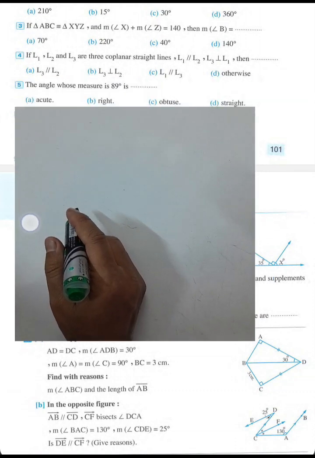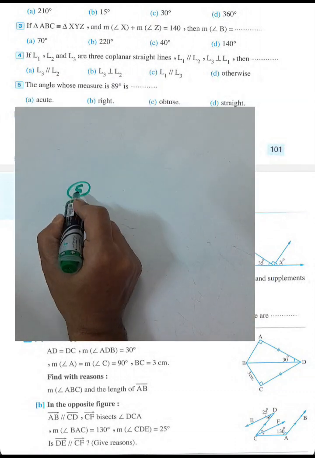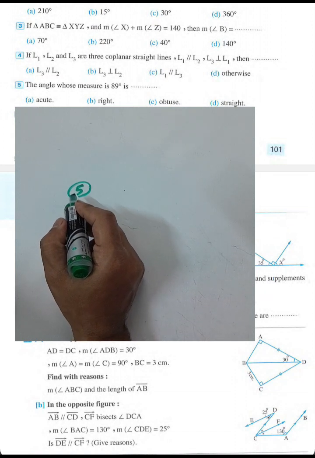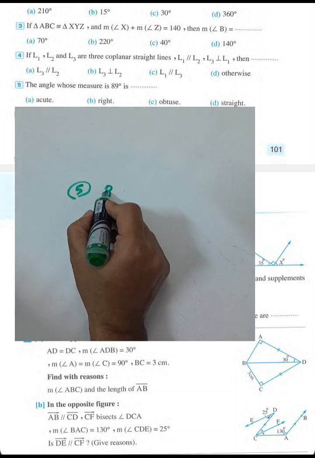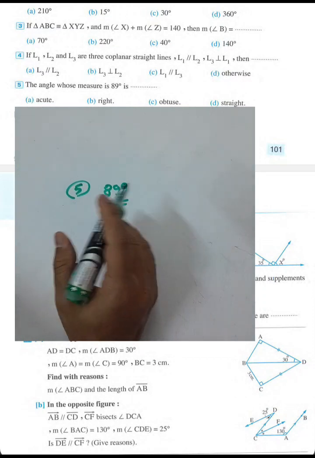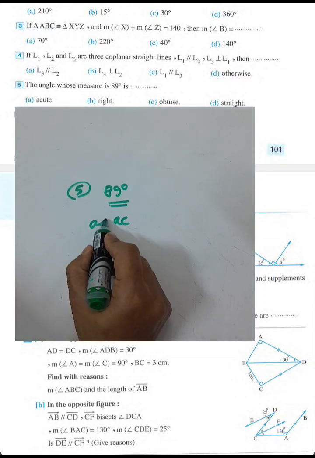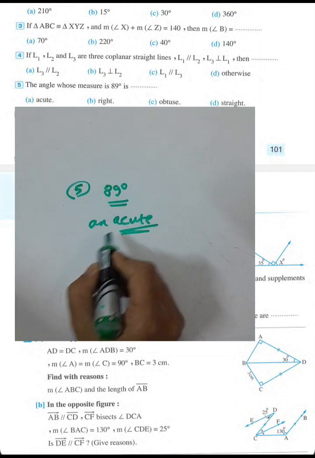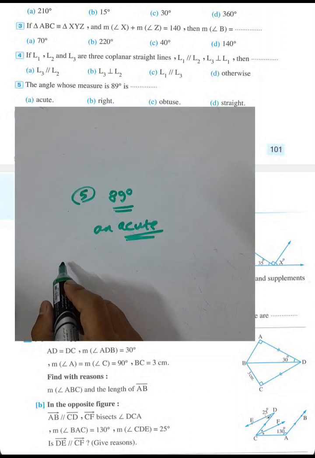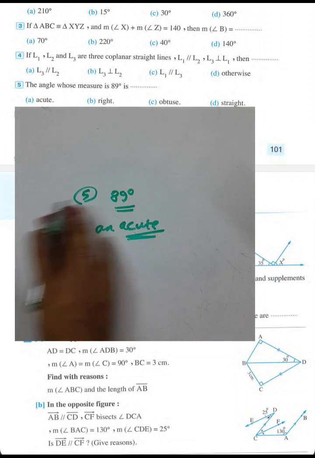Question number 5. The angle whose measure is 89 degrees, what will it be? 89 degrees lies between 0 degrees and 90 degrees. We call it an acute angle. Okay. Choose letter A.